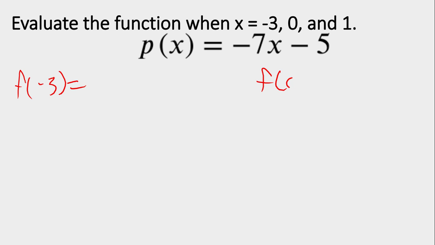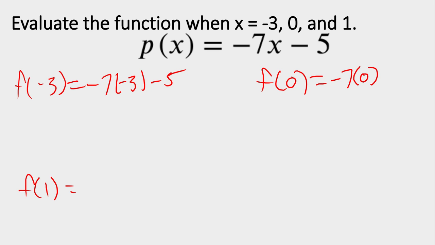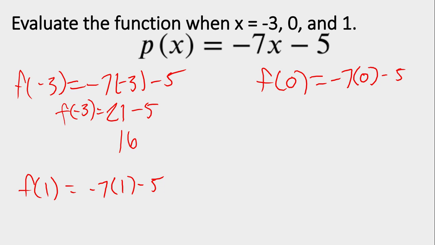Next slide. All right, so we're going to do f of negative 3. We're going to do f of 0 and f of 1. All that means is we're going to put negative 3, 0, and 1 in for x. So let's put negative 3 in for x. Let's put 0 in for x. Let's put 1 in for x. And then compute. 21 minus 5 is 16. So f of negative 3 is 16.